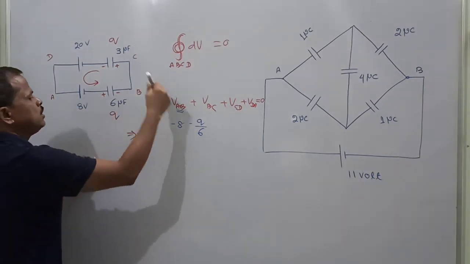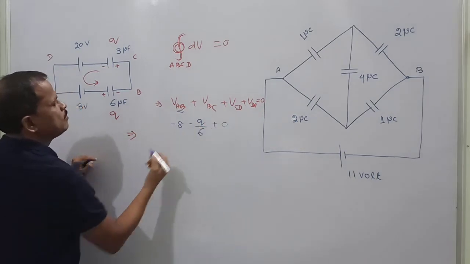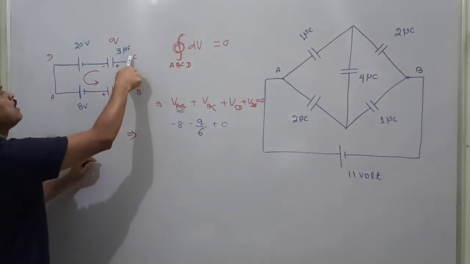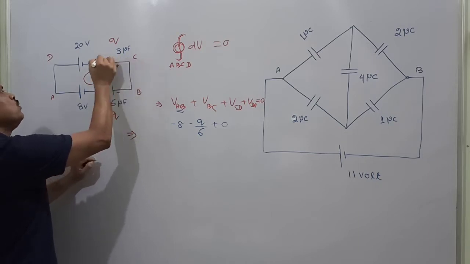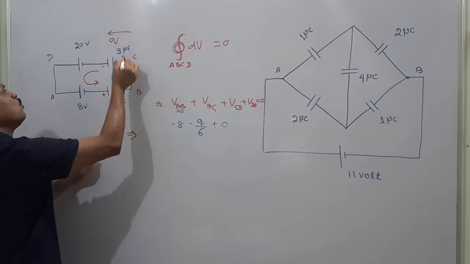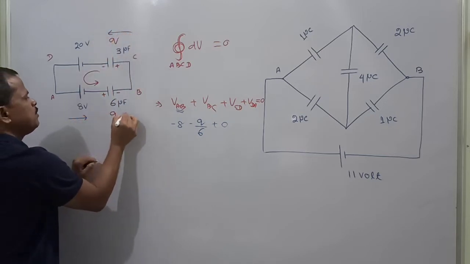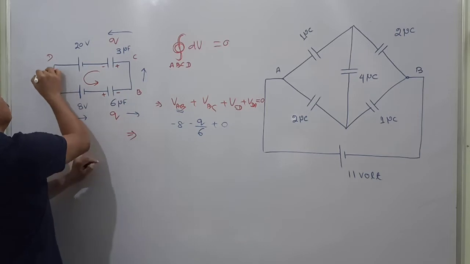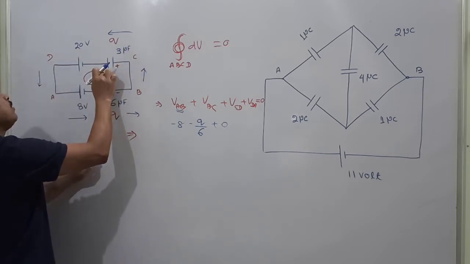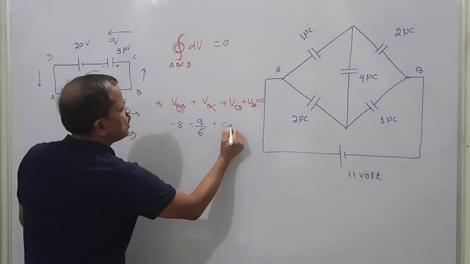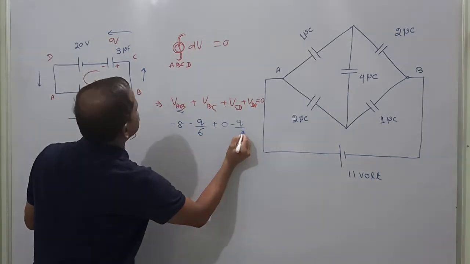Again from B to C, there is no potential drop because this is a conductor. Then from C to D, first comes the capacitor, again positive to negative. Look here. When you are going from C to D along this path, I am showing the path here so that it will not be confused. There is a capacitor, positive plate, then negative plate. So there is a loss. How much? Minus Q by 3.